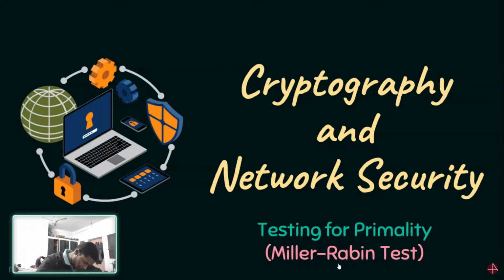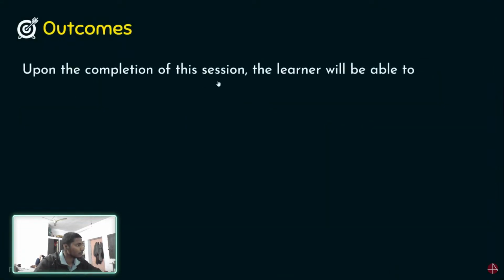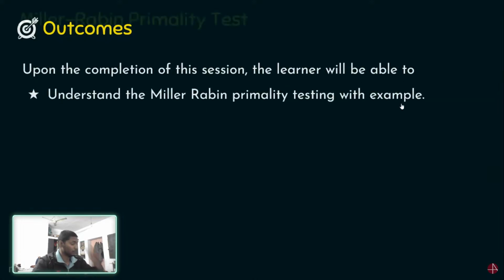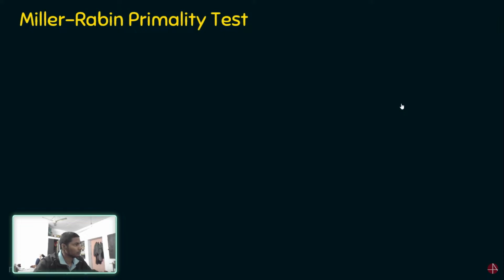In the last presentation, we have understood the testing for primality. In that lecture, we have seen Fermat's primality test. In this presentation, we're going to focus on the Miller-Rabin primality test. As usual, let's start the session with the outcomes. Upon the completion of the session, the learner will be able to, outcome number 1, understand the Miller-Rabin primality test with example. Let's dive into the topic of the day, the Miller-Rabin primality test.